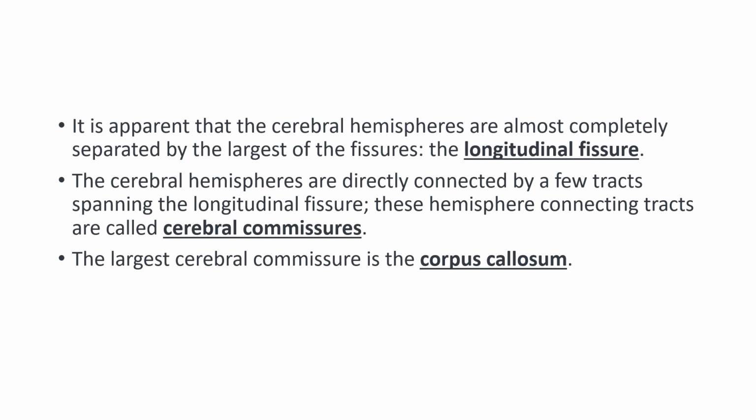Even though this fissure separates the cerebral hemisphere into two parts, it is connected by a few tracts which span from the left hemisphere to the right hemisphere. That is called the cerebral commissures. The tracts that connect the two hemispheres of the brain are called cerebral commissures. The largest cerebral commissure is the corpus callosum.